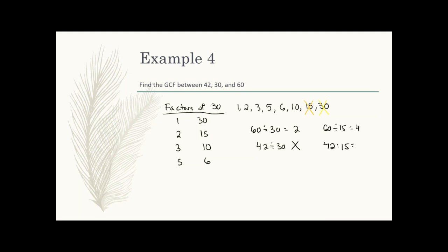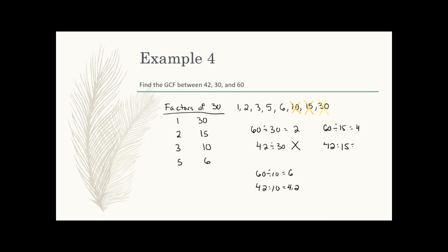Then you try the next one. You try 10. So, okay, 60 divided by 10 gives me 6. But 42 divided by 10 gives me a decimal, 4.2. I'm looking at only whole numbers, so that means my greatest common factor can't be 10. So you're just kind of working yourself down.